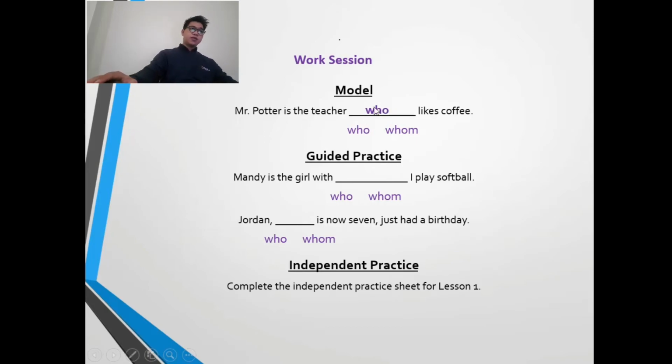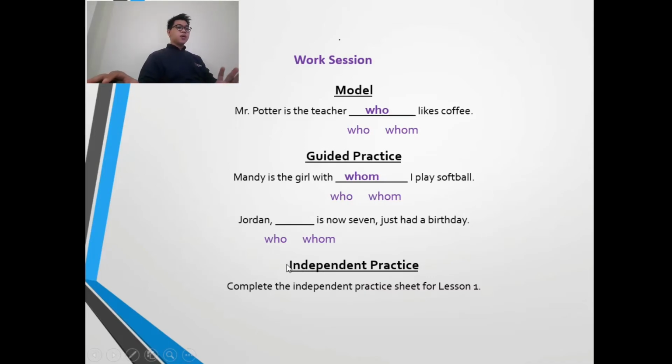Get practice. Okay, this is a model example. Mandy is the girl, blank, I play softball. Here I is the subject, so Mandy is the object. So the answer is whom.